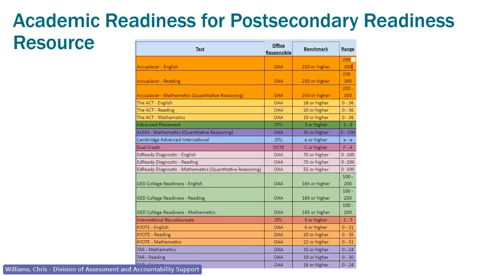It'll go into ALEX, which is the Mathematics Cambridge Advance. You'll also look at what you have to have for dual credit. It'll also have the EdReady, the GED college readiness. You'll also see the IB, International Baccalaureate, Coyote, and then also the Transition Attainment Record for our alternate assessment students in high school, and what they have to have for that as well in those subjects.